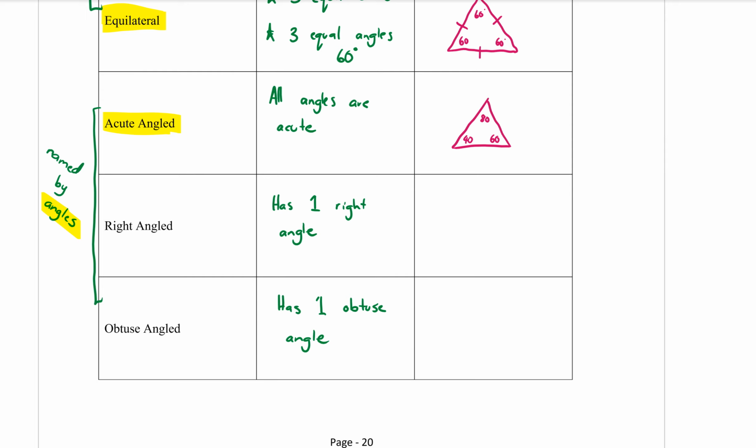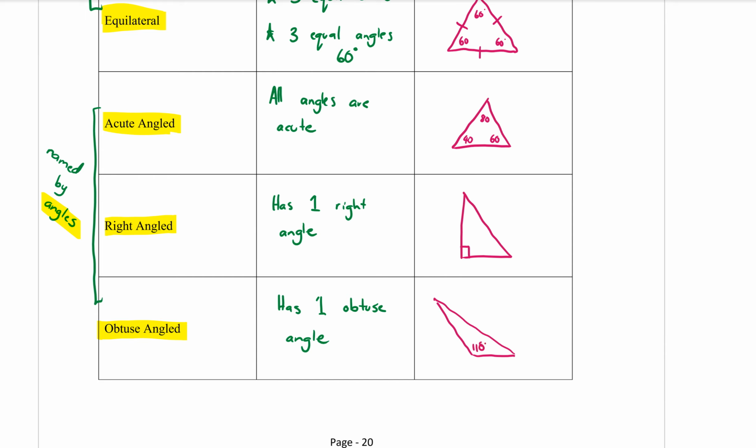A right-angled triangle has one right angle in it. You can't have more than one right angle in a triangle. So there is our diagram, and we use our right angle symbol in the corner. And an obtuse angled triangle is a triangle that has one obtuse angle. You can never have more than one obtuse angle in a triangle. So that angle in there, maybe it's 110 degrees, would be my obtuse angle.